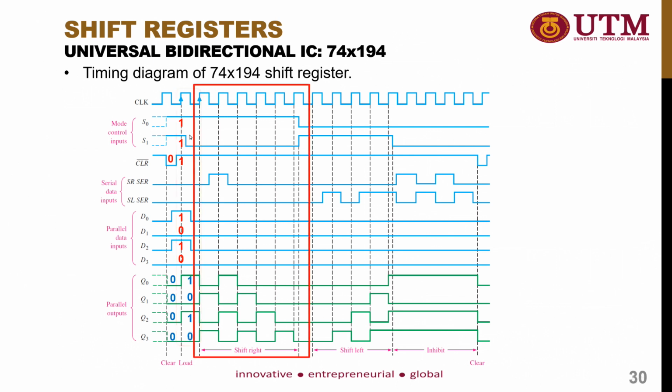Okay, so at the next rising edge of the clock, you can see that the mode control inputs are constant, so S0 equals 1 and S1 equals 0. So it means that the shift right mode is activated. Okay. So for this mode, you need to observe the input at SR SER because it is in shift right mode. As it is in shift right mode, you only need to observe the SR SER input. And then the SR SER input will be automatically transferred to Q0 at each rising edge.